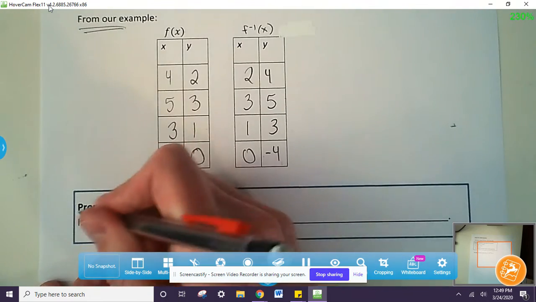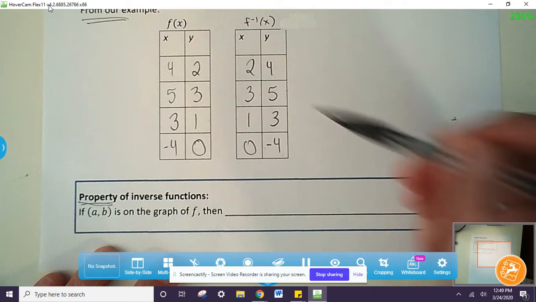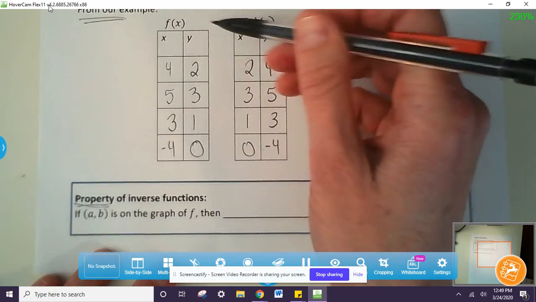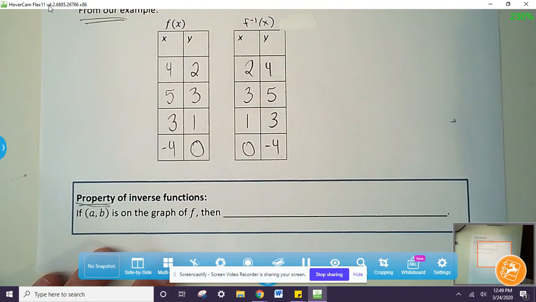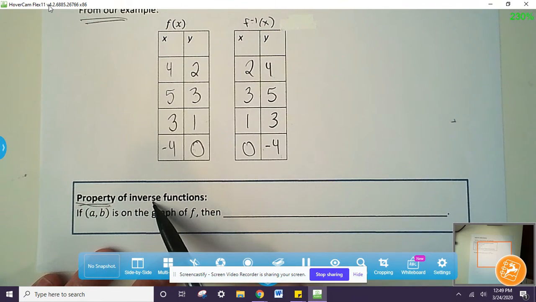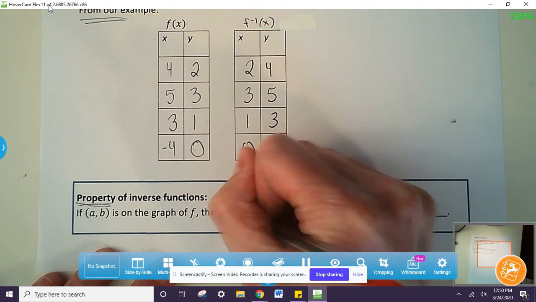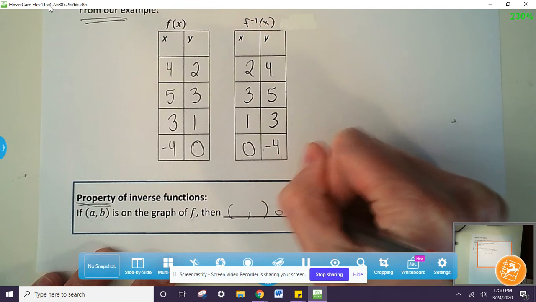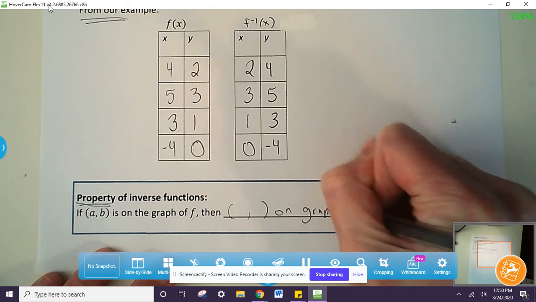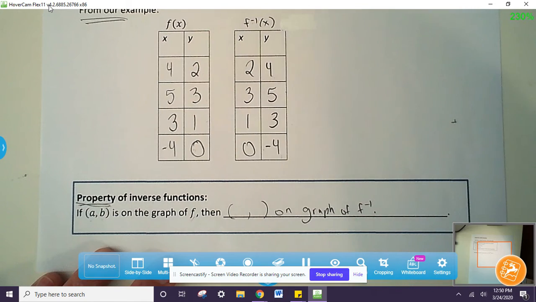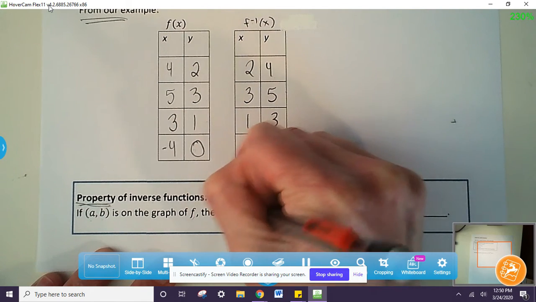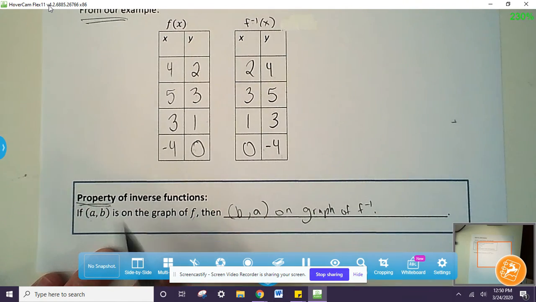So a property of inverses in general, because this is true for the pair of functions we have, but we're going to be looking at other examples of inverses over the next couple of days. For any pair of inverse functions, if you have a point, let's call it (a, b), on the graph of f, then what point has to be on the graph of f inverse? (b, a), because you switch x and y. So instead of (a, b), (b, a) will be on that graph.